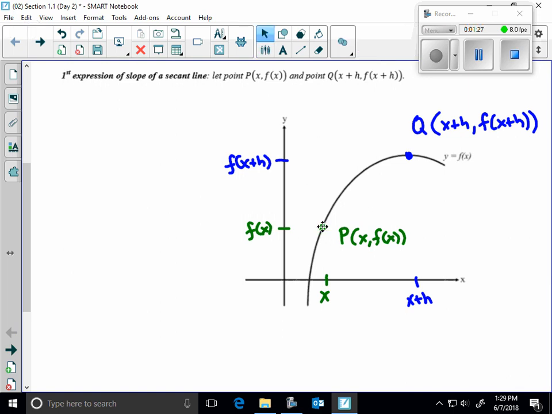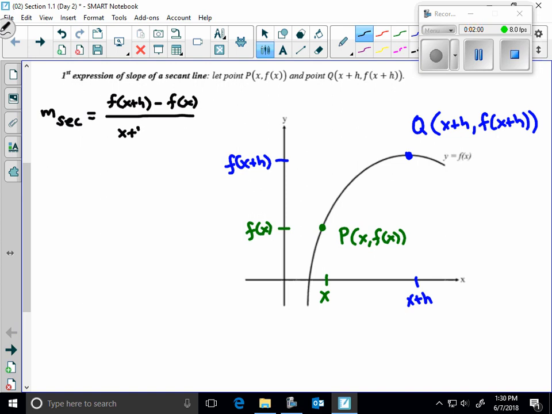So the slope of a secant line is going to be the change in y over the change in x. So let's look at our 2 y values. Well, let's take f of x plus h, that's our y value at one point, point Q, minus f of x, which is our output or y value at the other point, divided by the change in x, which is x plus h minus x.